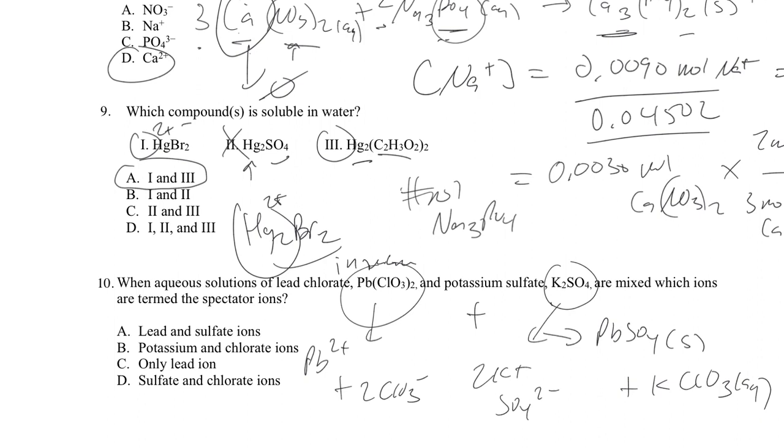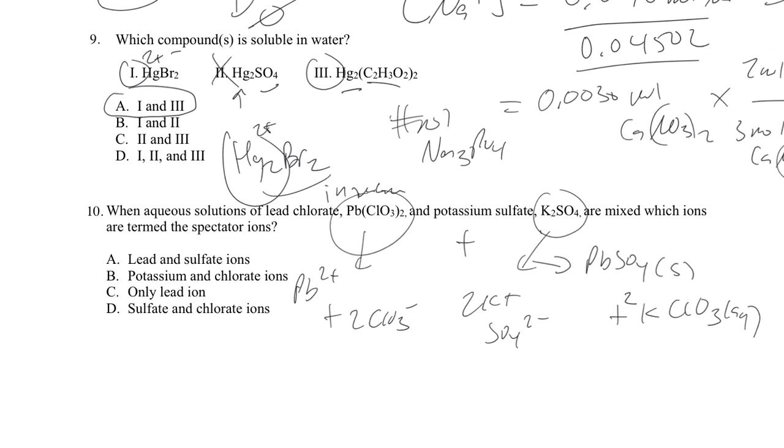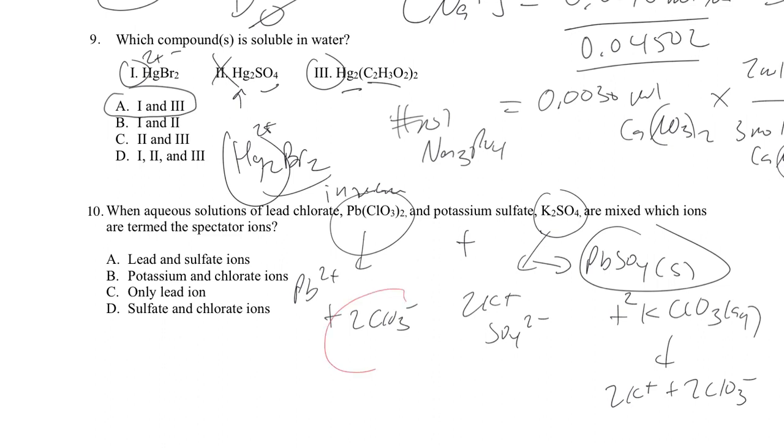And so this solution is going to form 2 KClO3, and the KClO3 is really 2K+ and 2ClO3- ions, and the lead sulfate remains intact because it's insoluble, doesn't dissociate. So the spectator ions are the unchanged ions, that's the chlorate and the K+. And so the spectator ions here are potassium and chlorate ion.